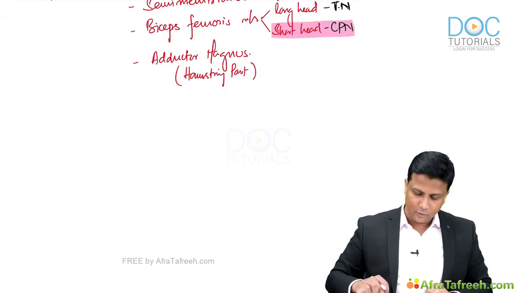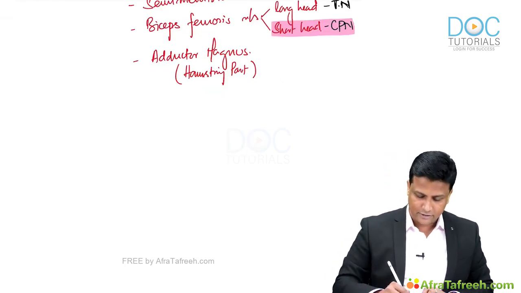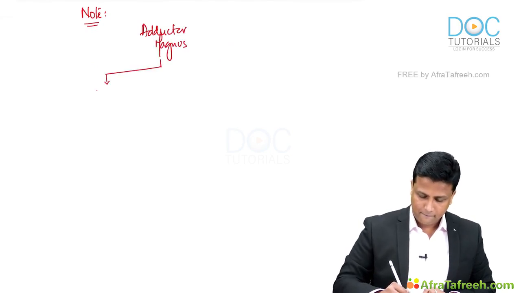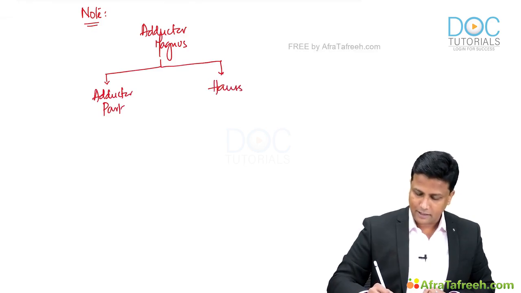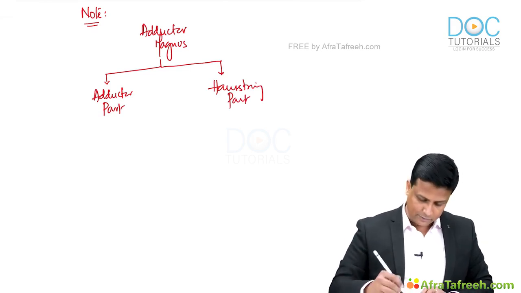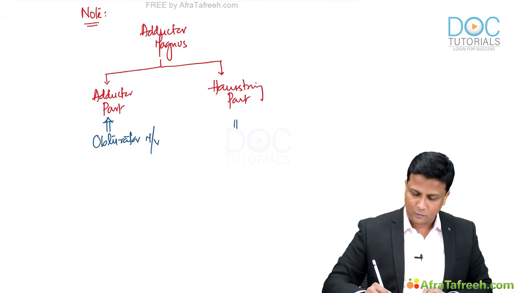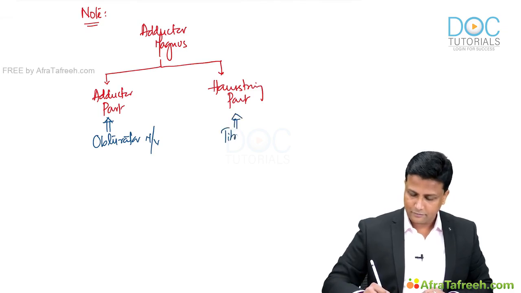Take care about that. So better we'll do one thing over here, guys. Let us write down this entire story of adductor magnus muscle as a note here. So adductor magnus muscle will be having two parts. The part in the medial compartment will be adductor part, and the part which is extending behind to the posterior compartment will be hamstring part. Out of these two parts, remember, adductor part is the one which will be supplied by obturator nerve, whereas hamstring part is the one which will be supplied by tibial nerve.